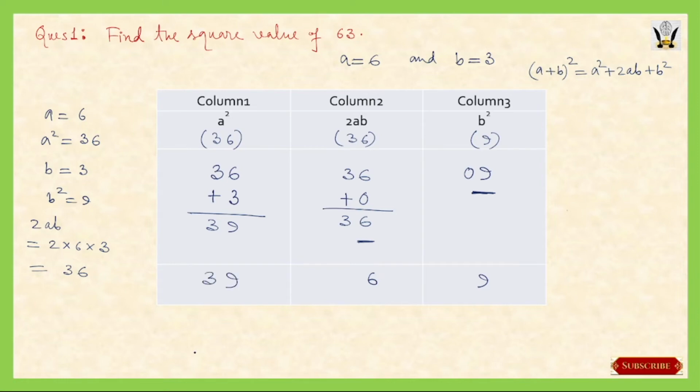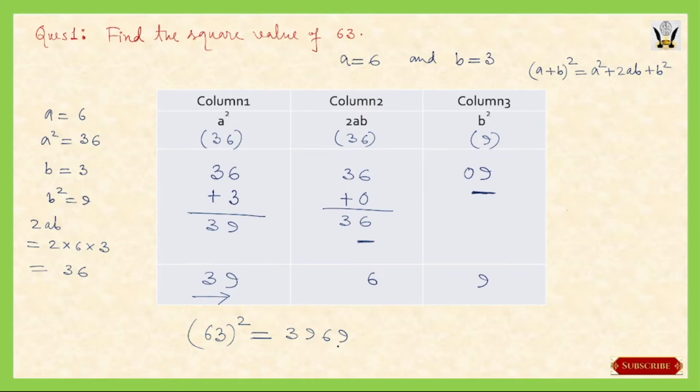Now we started from 63. We wanted to find the square value of 63. So here the square value of 63 will be, now we will move from left to right, from column 1 to column 3, and whatever we have here in the last row, we will write one by one after another. So it will be 3, then 9, then 6, then 9. So the square value of 63 is 3969.